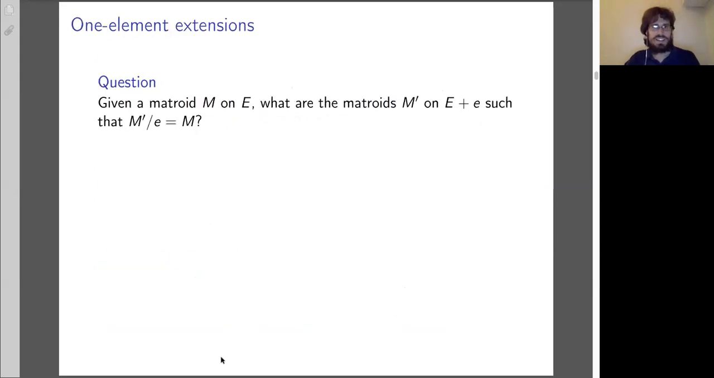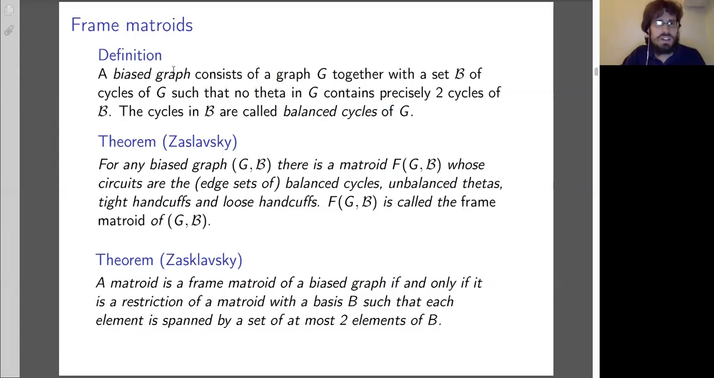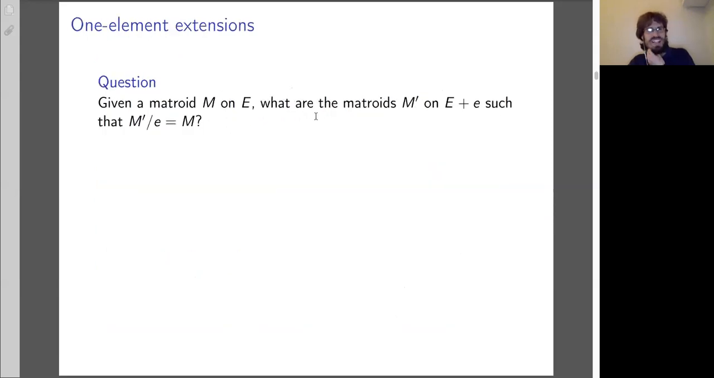Okay, great. So I want to talk about also lifted graphic matroids. I'll say a bit less about those, but maybe I should jump back. Some of you, I guess, seeing this notion of a biased graph and of a collection of balanced cycles, might have been reminded of Crapo's theory of one-element extensions of matroids. So he was thinking about the following question.